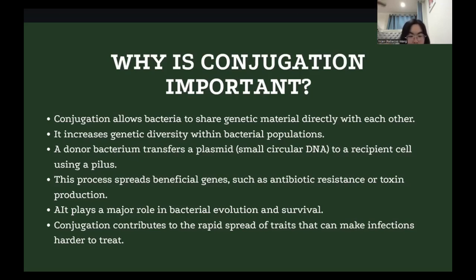Conjugation is important because it allows bacteria to share genetic material directly with each other. This increases their genetic diversity and helps them adapt to new environments. During conjugation, a donor bacterium transfers a plasmid, which is a small circular piece of DNA, to a recipient cell using a pilus, which is a bridge-like structure. This process spreads useful genes such as antibiotic resistance or toxin production, which makes bacteria stronger and harder to kill. Overall, conjugation plays a major role in bacterial evolution and survival.